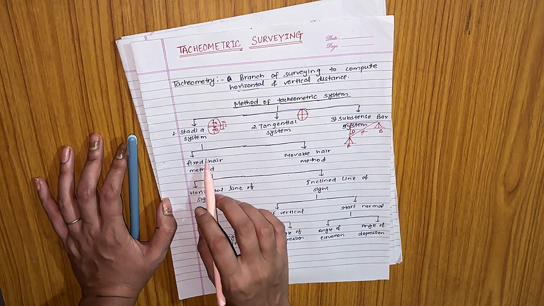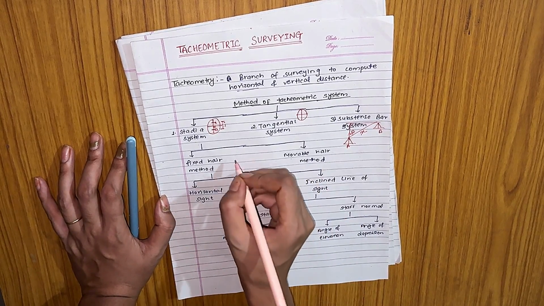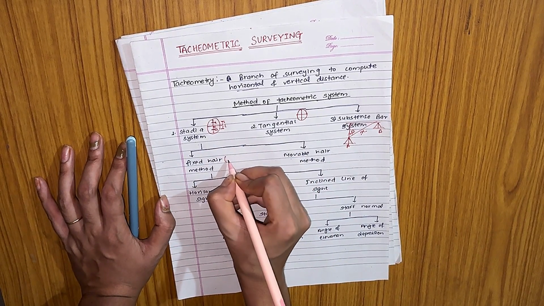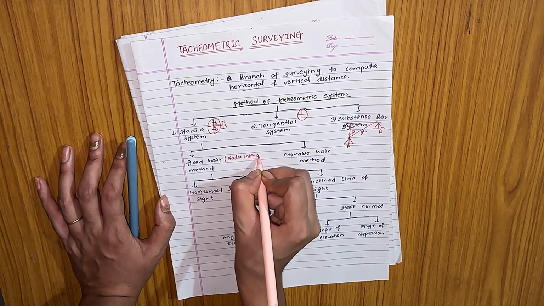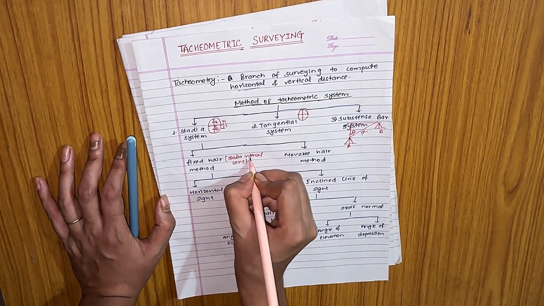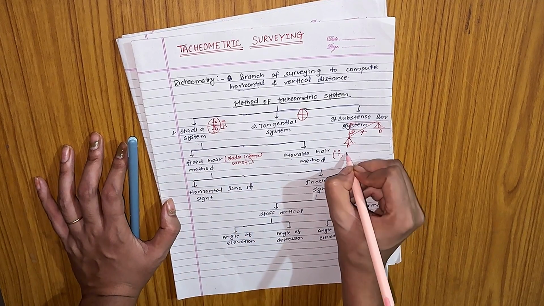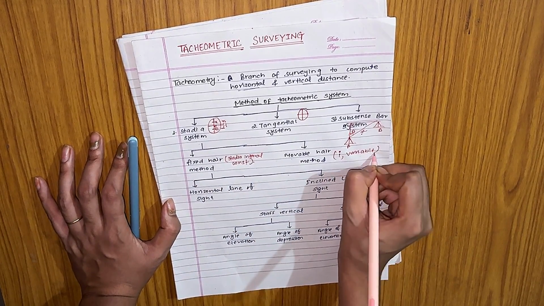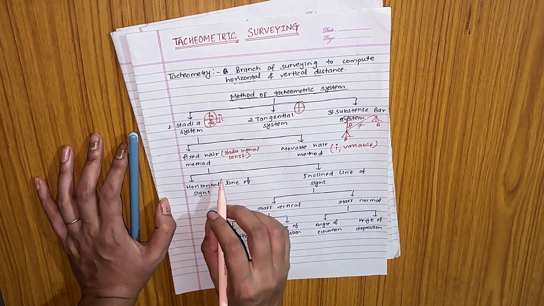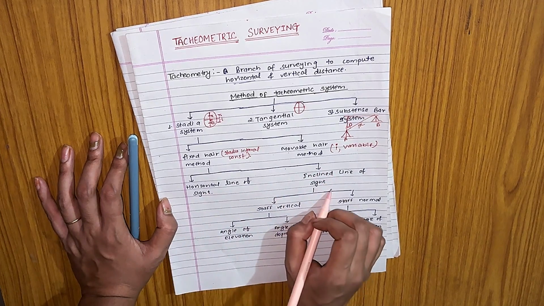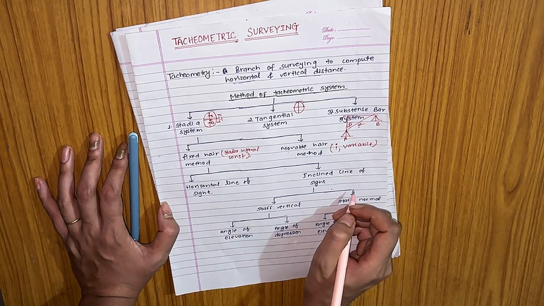Now the stadia system has two types, the fixed hair method and the movable hair method. In the fixed hair method we have I constant, the stadia interval is constant, whereas in the movable hair method this stadia interval is variable. This is the only difference between these two. Now the fixed hair method is further divided into two types, the horizontal line of sight and inclined line of sight. We will only discuss the inclined line of sight in this numerical video.